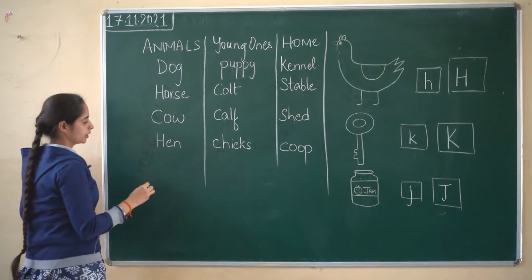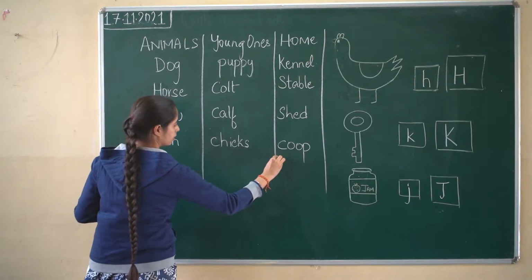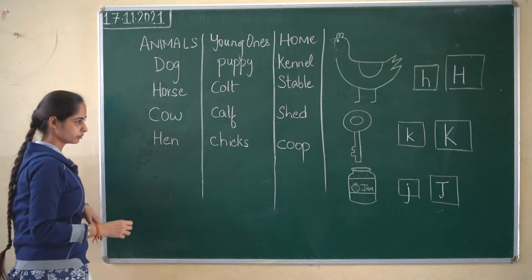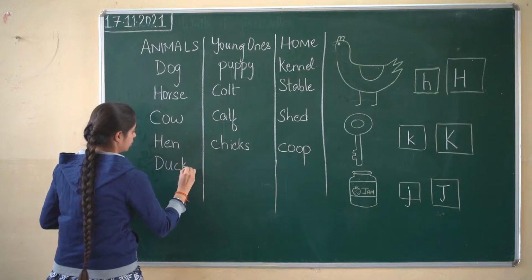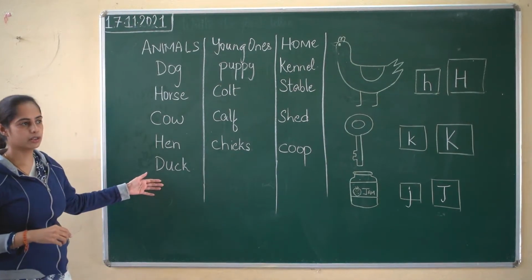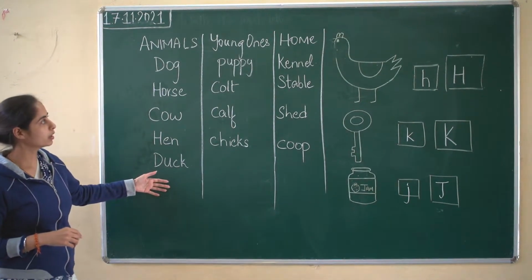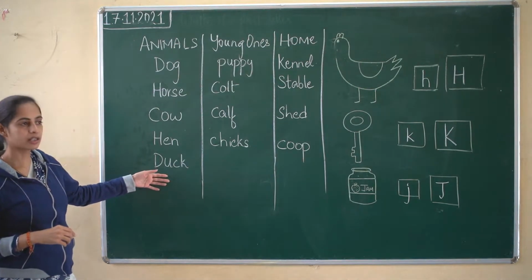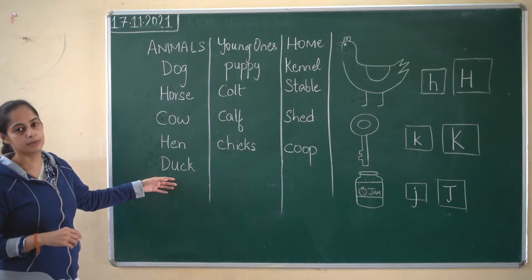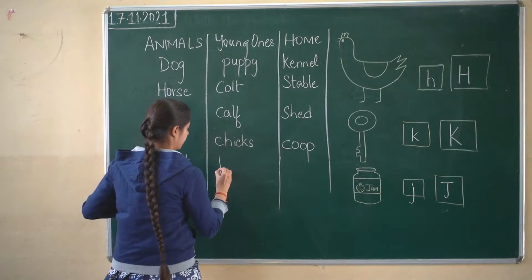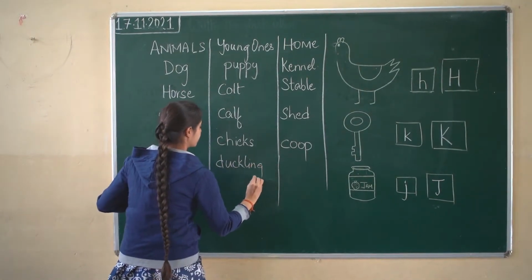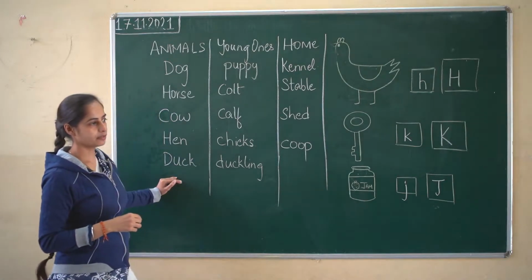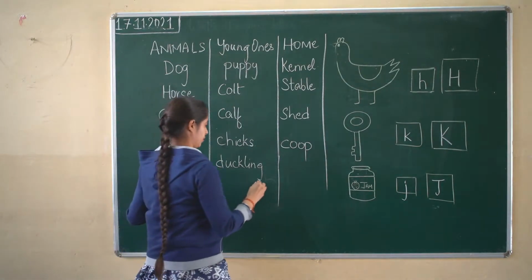Now the another animal we have is duck. Where does the duck live? The young one, or the baby, of a duck is known as duckling. Duckling. And where do the duckling and the ducks live? They live in a pond.